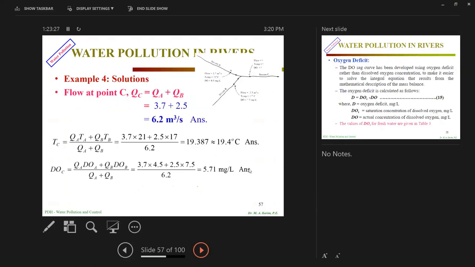I have the solution over here. The flow rate is very easy. Temperature at C is temperature at A times flow at A plus temperature at B times flow at B, divided by total flow. I get 19.4 degrees Celsius. Similarly, for the dissolved oxygen at C, dissolved oxygen A times flow A plus dissolved oxygen B times flow B, divided by total flow, is 5.7. So this is what we call the weighted average. This would be very helpful for us to solve the problem better.